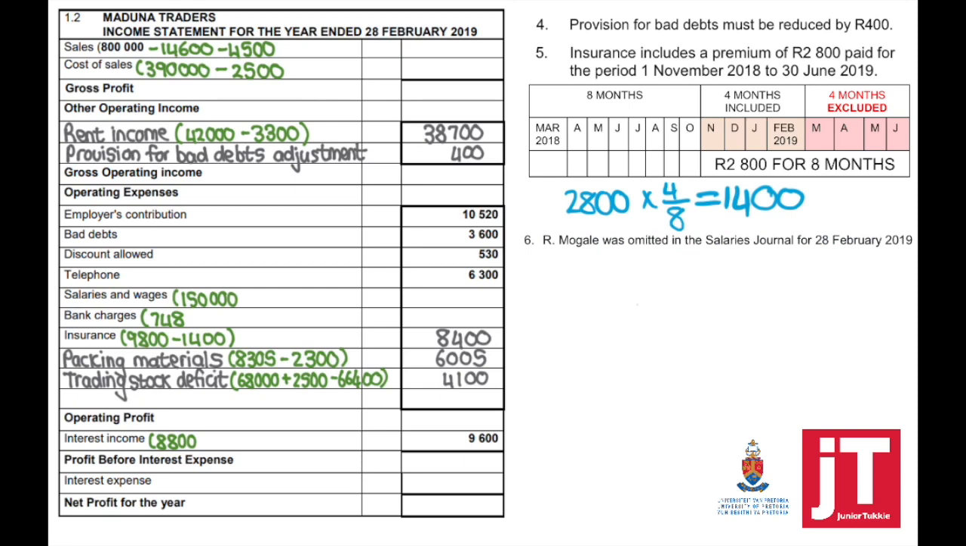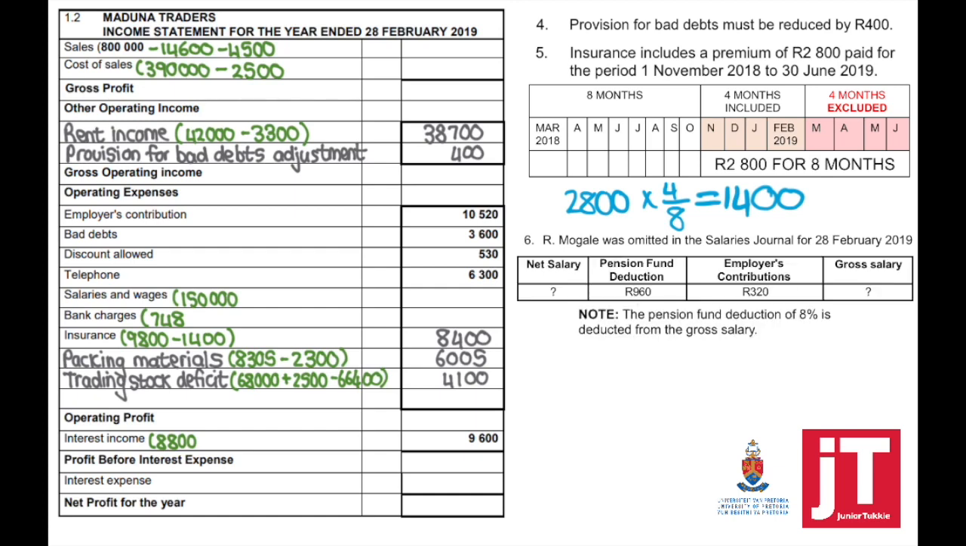Adjustment number 6. Mogale was omitted in the salaries journal. If it's omitted, it means it should be added.